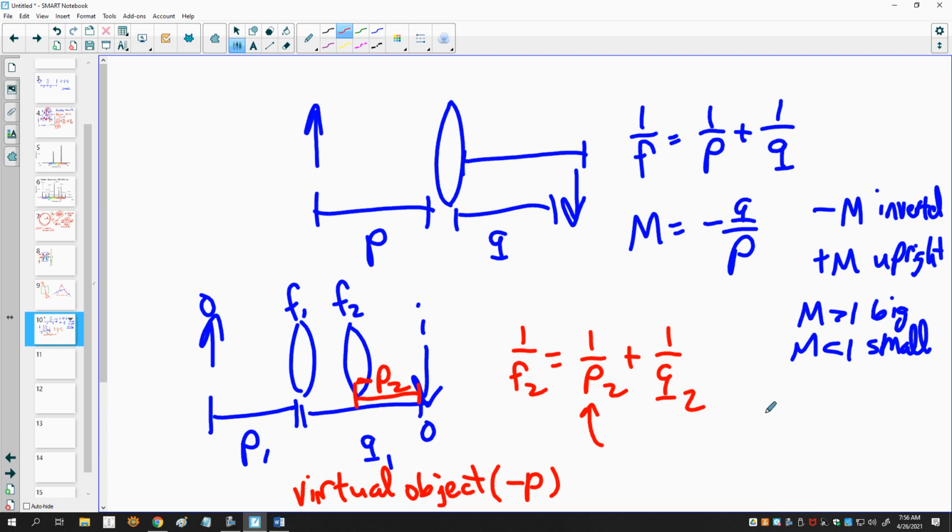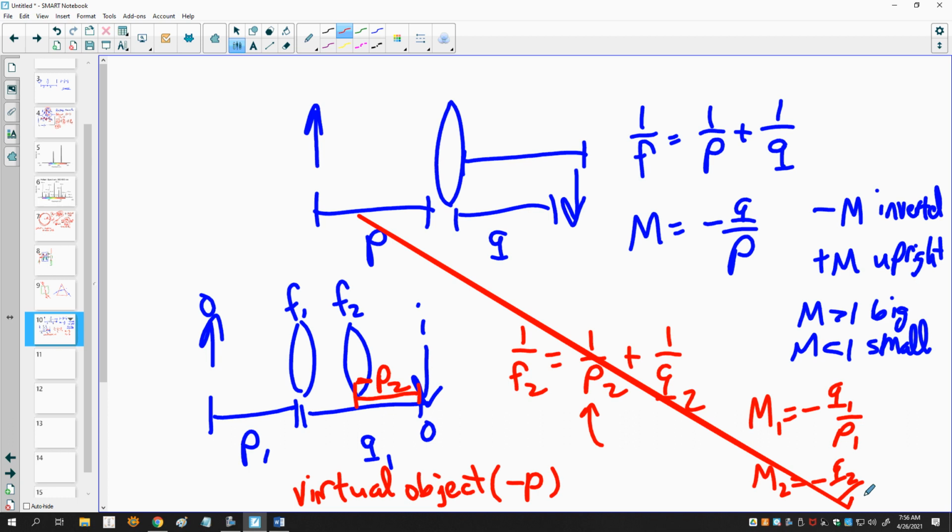Also, you need to be able to find the magnification. First, you find M1, negative Q1 over P1. M2 is negative Q2 over P2. And then the total magnification is M1 times M2.